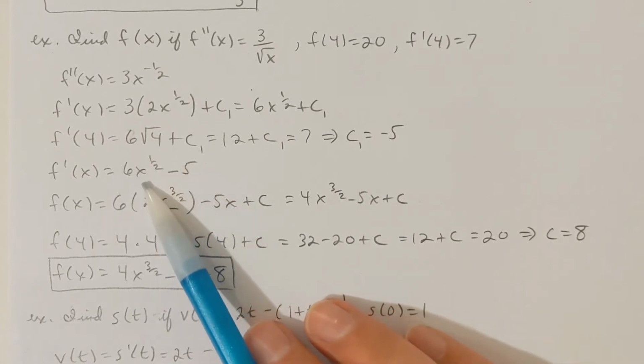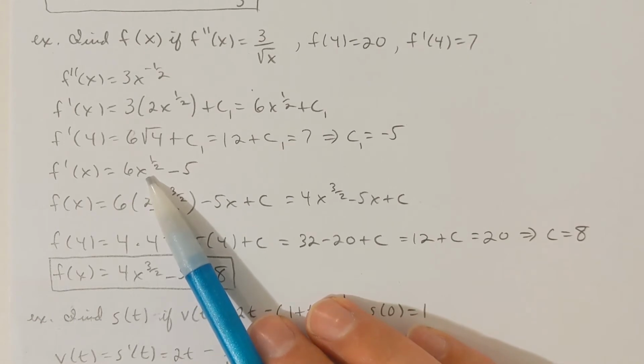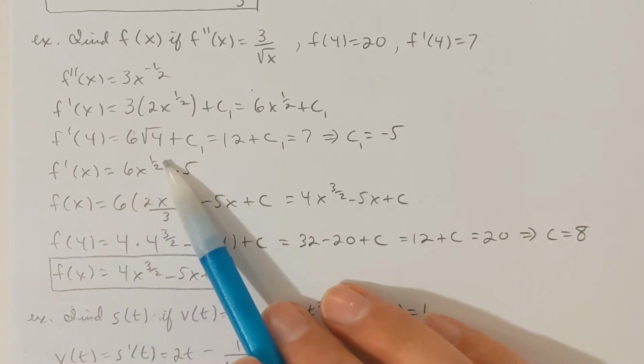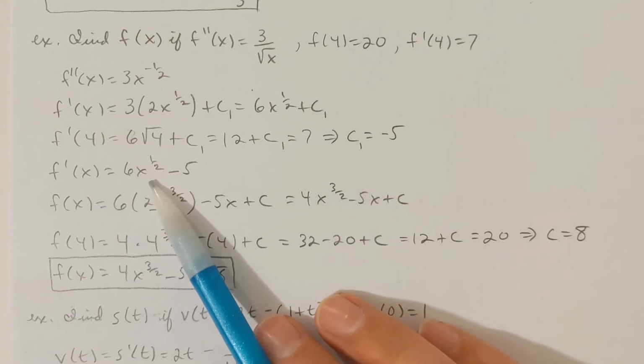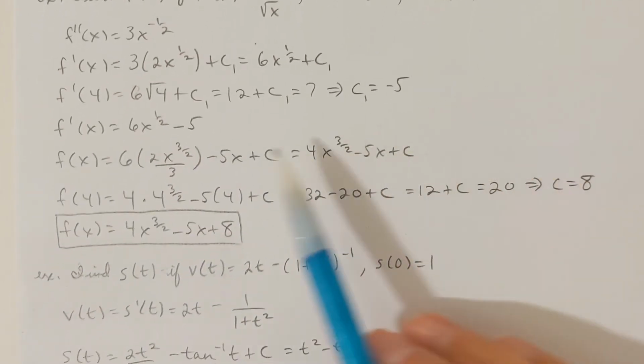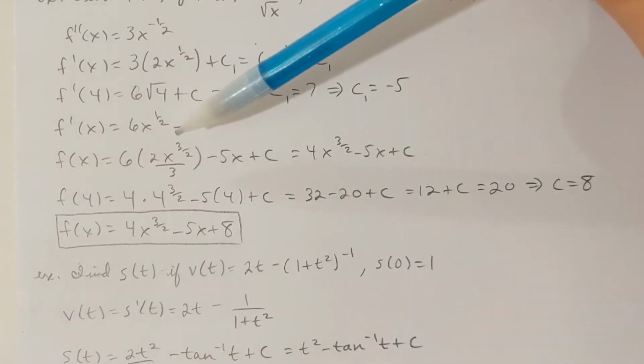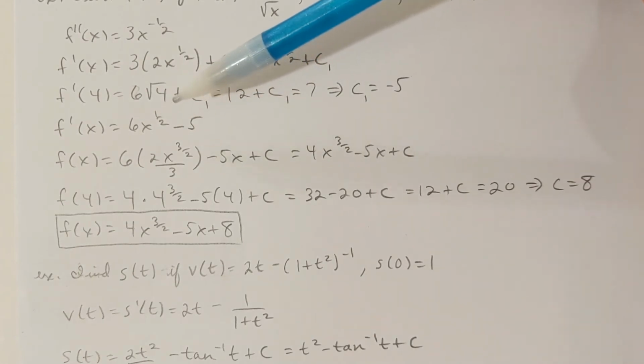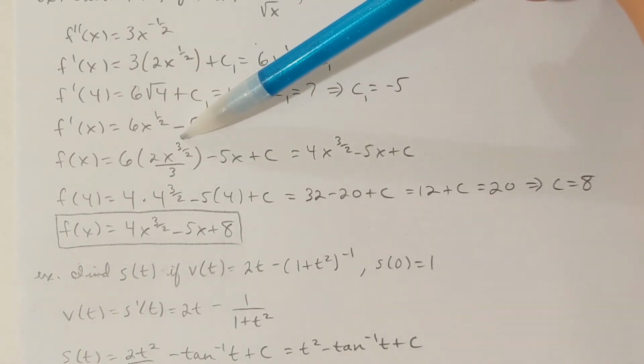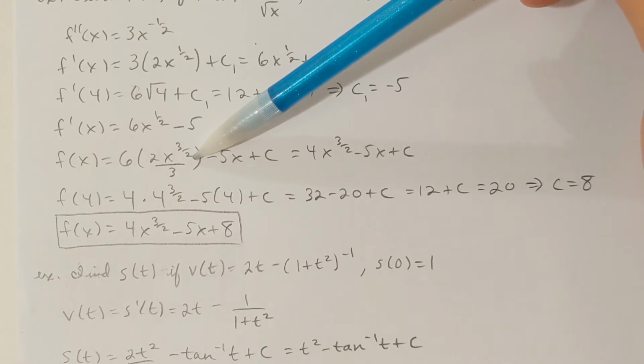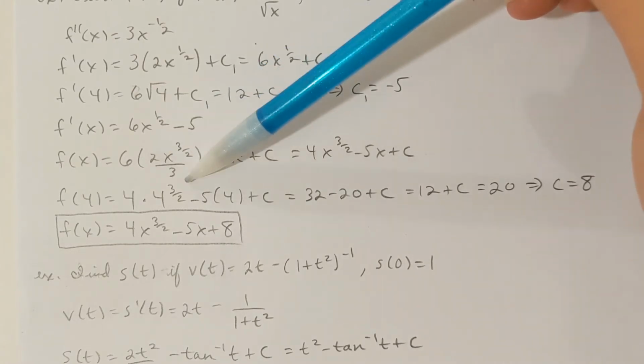I'm going to keep this in rational exponent form because when I find f of x, I'm going to want to use the reverse power rule on this guy again. 6 can be left alone, and so the antiderivative of x to the 1/2, that'd be x to the 3/2 divided by 3/2. If you're dividing by 3/2, that's the same as multiplying by 2/3.